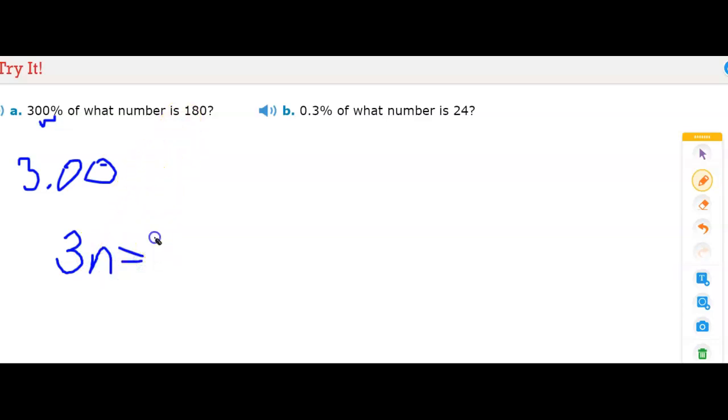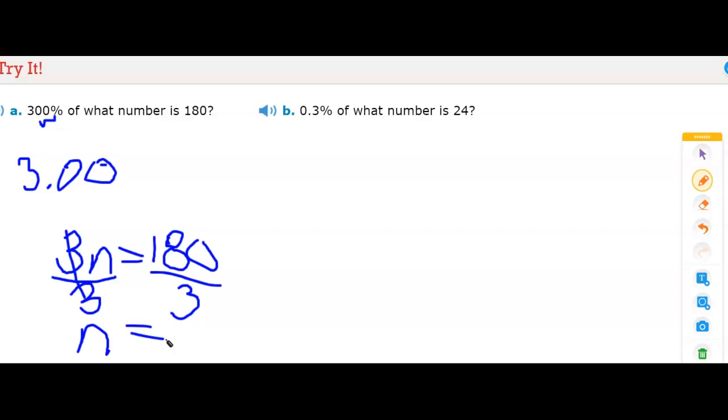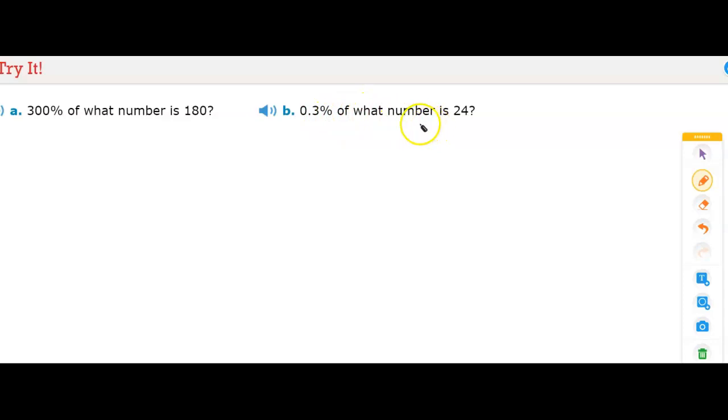So we have 3 times n is equal to 180. Now we need to solve for n, and we need to do the inverse of multiplication, which is division. So we divide by 3 to get n by itself. 3 divided by 3 cancels out, leaving n. And then 180 divided by 3 is equal to 60.